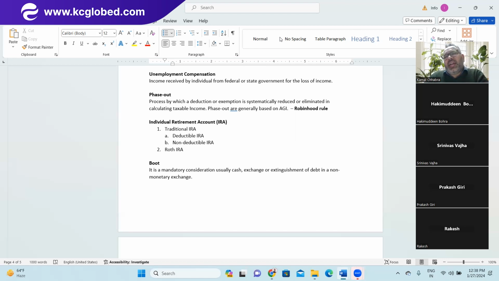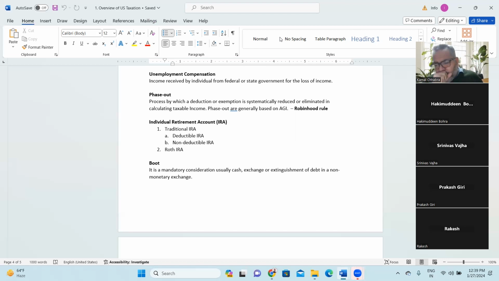Second is traditional IRA. In traditional IRA, there are two types, deductible and non-deductible. Deductible IRA means today when you are contributing to the individual retirement account, you will get that itemized deduction. You will get that deduction from your income, right? But later on, when you receive the money, the amount is taxable. Interest and dividend is also taxable.